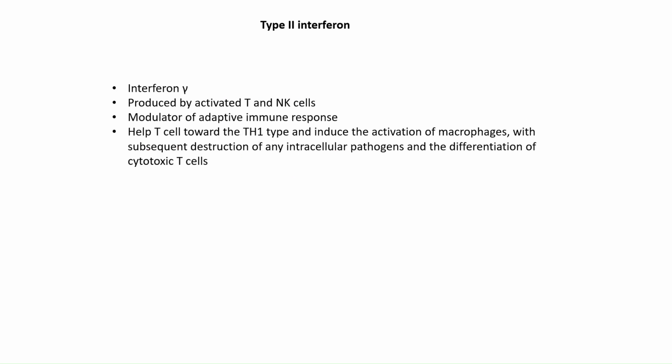Now under this, one more interferon type is type 2 interferon, which is interferon gamma. These are produced by activated T and NK cells. Interferon alpha and beta are mainly produced by dendritic cells and macrophages, whereas these are produced by T and NK cells. Therefore, these are modulators of the adaptive immune response because T cells are part of the adaptive immune system. They help T cells towards the Th1 type and induce the activation of macrophages with subsequent destruction of any intracellular pathogens and the differentiation of cytotoxic T cells. That means it helps in the destruction of infected cells by activating macrophages via the Th1 type.